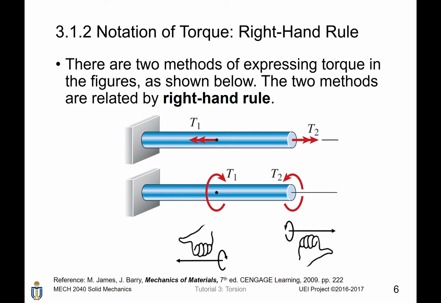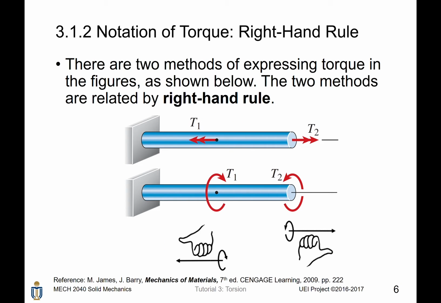Actually, there are two kinds of notations available for torque. One is the double arrow form, and the other is the direction of the twist. Basically, as you can observe, those two kinds of notations are related by the right hand rule. That means when you are using your right hand, your thumb is pointing in the direction of the double arrow, while the other four fingers are twisted like this. It is similar for the torque on the left hand side.